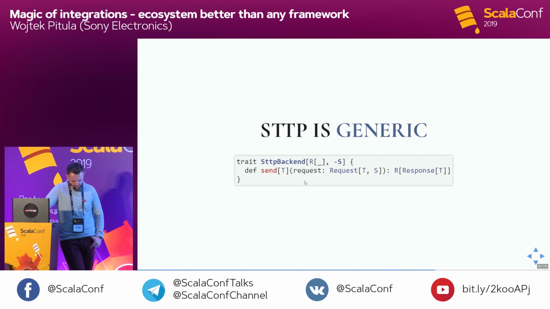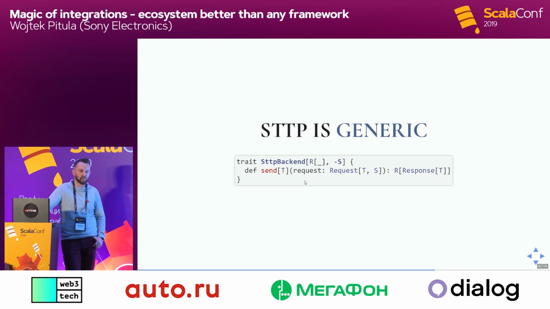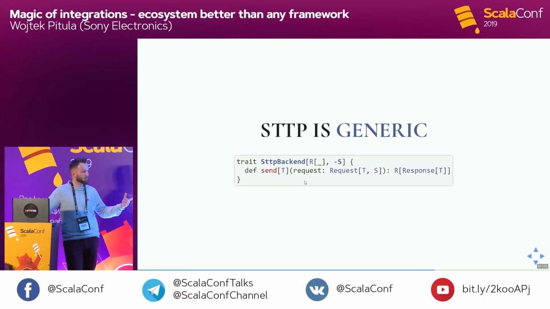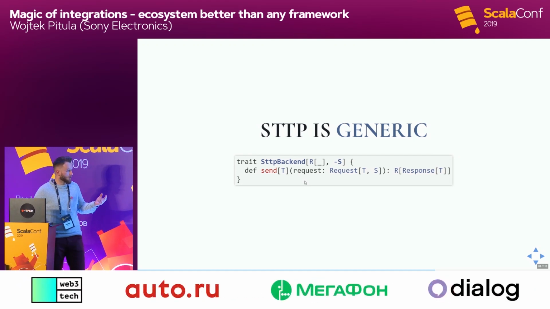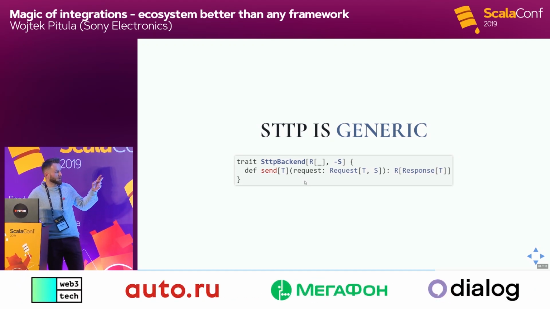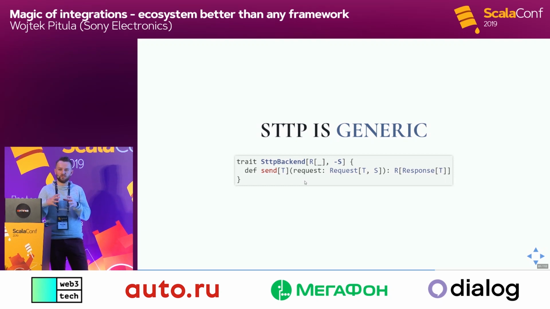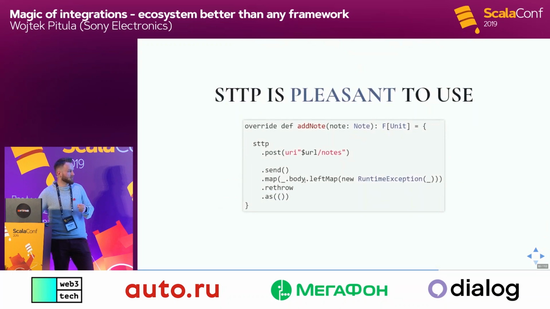And the best thing about STTP is that it is very, very generic. It's basically just an API on top of the HTTP protocol, but it does not directly deal with the implementation of that. It delegates to the backends. And you can have a backend for like async HTTP client from Java, or to http4s client, or any other HTTP client implementation. And that's basically it. You have an R type parameter, which is a wrapper around the response, and you have the S, which is used for streams, but it's not that important.